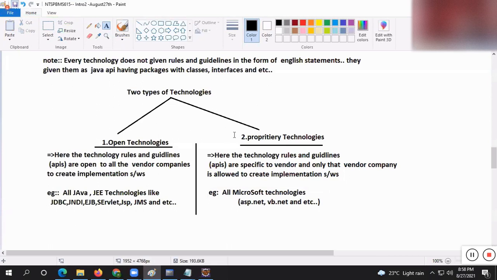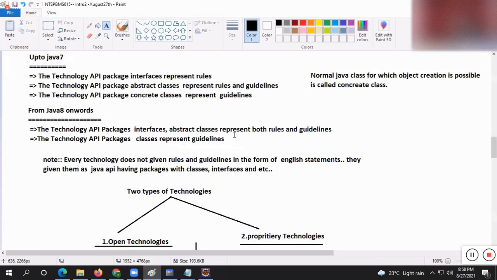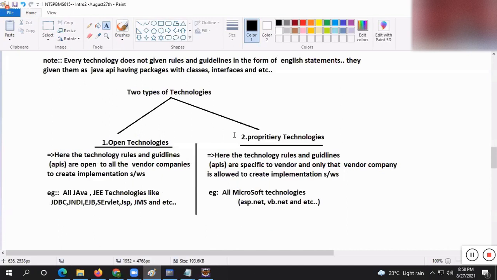I think you got somewhat clarity about technologies, guys. Why are there so many JDBC drivers in the market? Because JDBC is an open technology. Why are there so many servlet containers in the market? Because servlet is an open technology. Why are there multiple core Java faculties in Naresh IT? Because the Java course brochure is an open course in Naresh IT.